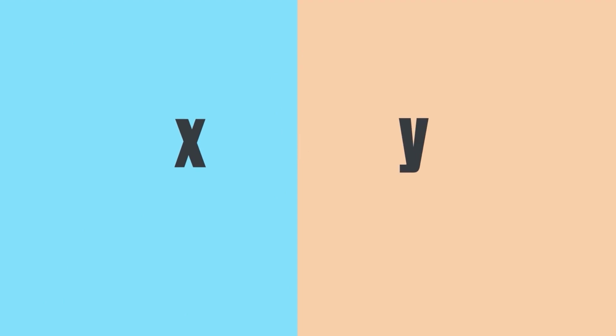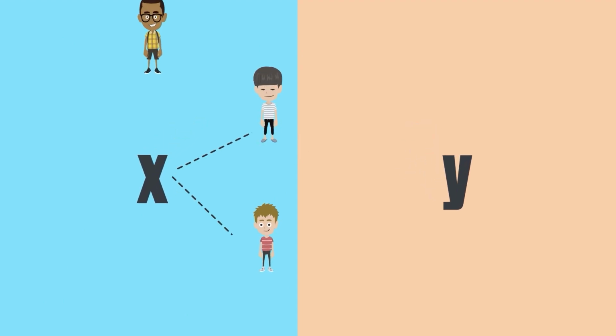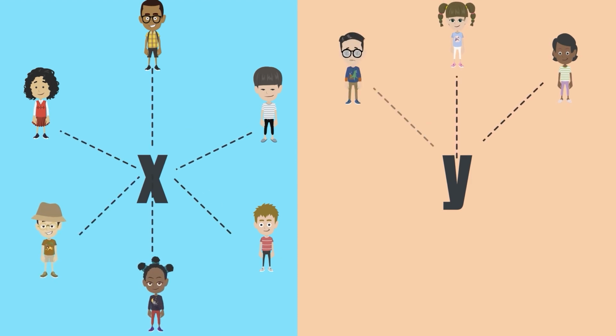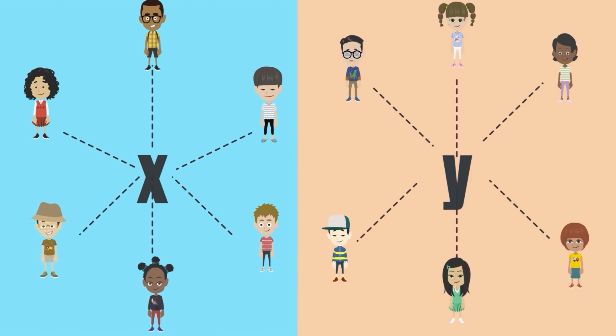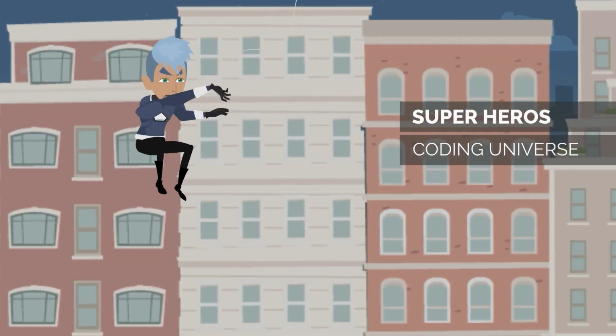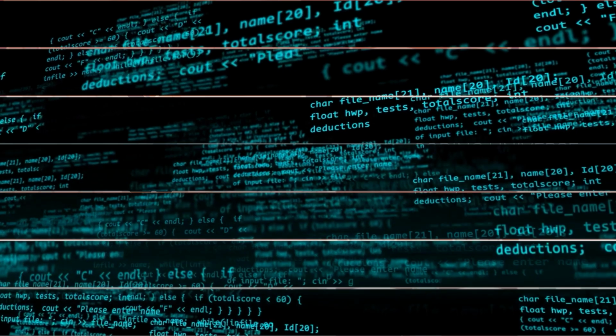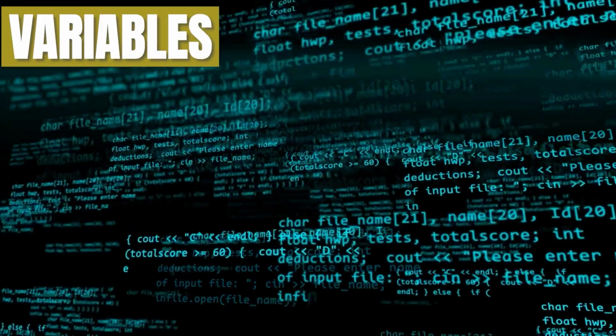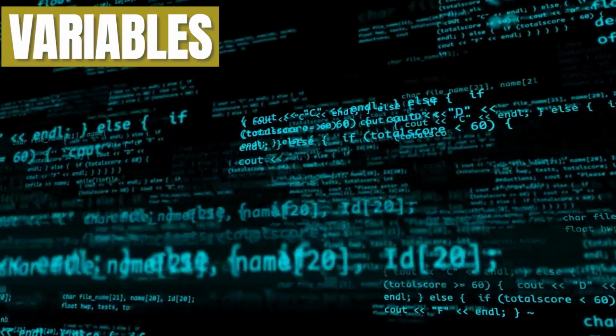And there you have it. No more manual counting, no wasted time, just instant results. How awesome is that? Now let's bring it back to the world of code. Variables are like the superheroes in your coding universe. They're handy, incredibly versatile, and they can shapeshift into anything you need.